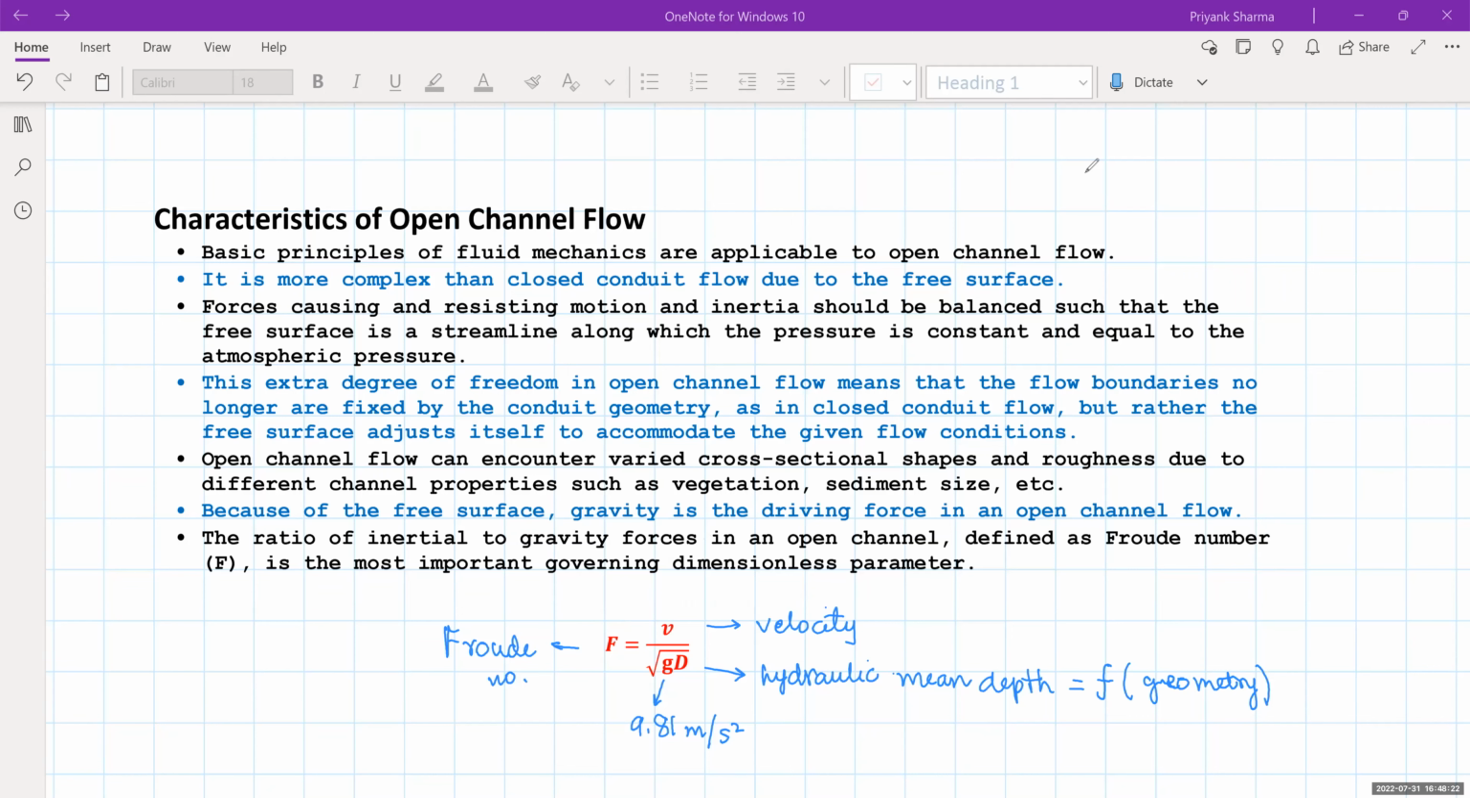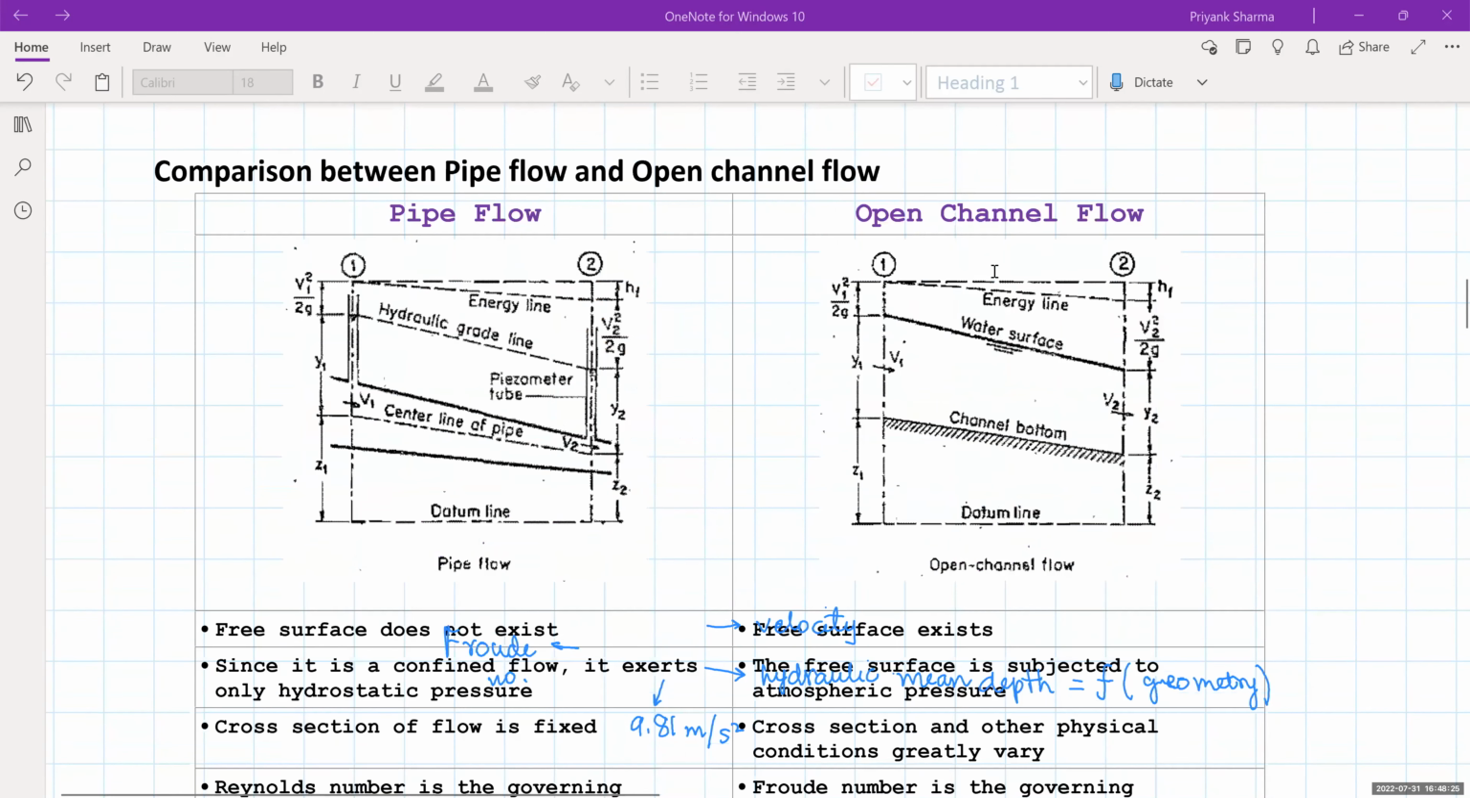Okay, so moving ahead. Now let us compare what is a pipe flow and what is an open channel flow. As you can see in this figure, in case of pipe flow, this is the pipe, and this is the center line of the pipe. So this is the center axis of the pipe. Now there are two piezometer tubes on the pipe, at section 1 and section 2. When we join these piezometer tubes, the piezometric level is nothing but the datum head plus the pressure head. So that will give you the piezometric level at these 2 points.